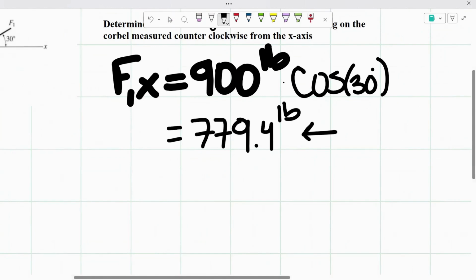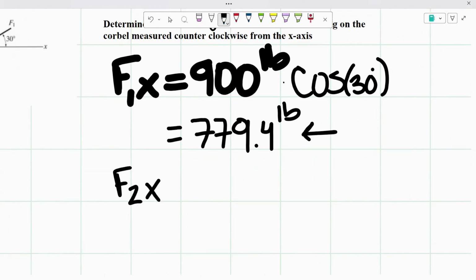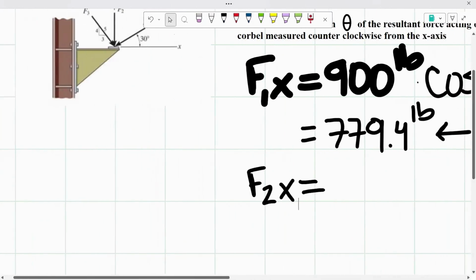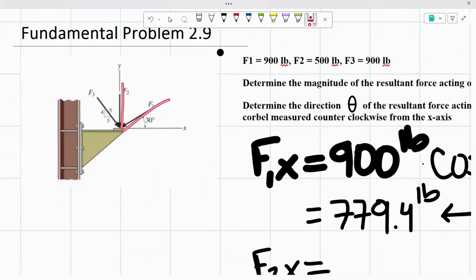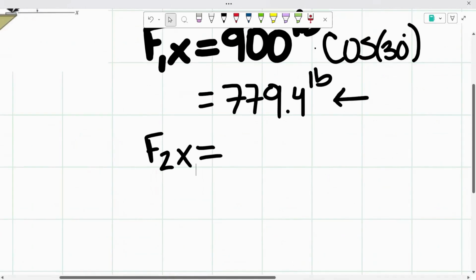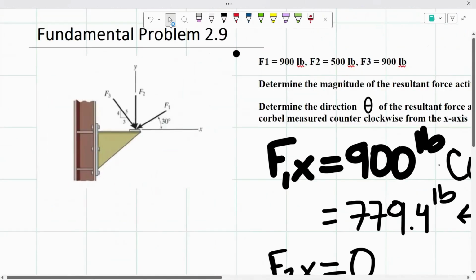So we're going to do the same thing for the other forces. So we have next F2x. Although F2 is a different case because, as you could tell, F2 is not leaning in any sort of way like F1 or F3. F2 is completely straight. It's completely going down. There is no horizontal component to it, which is why F2x is simply going to be 0.